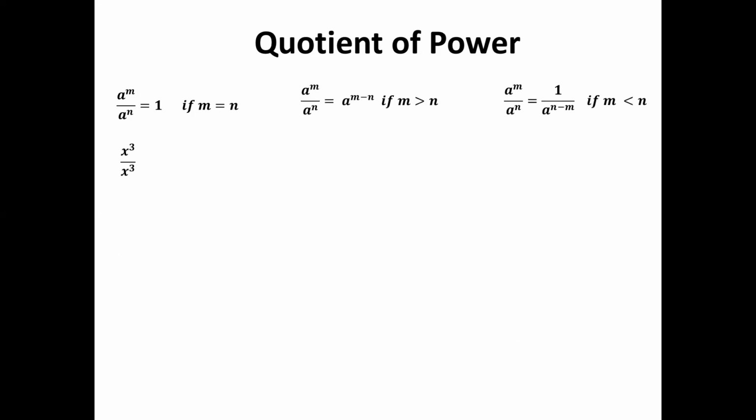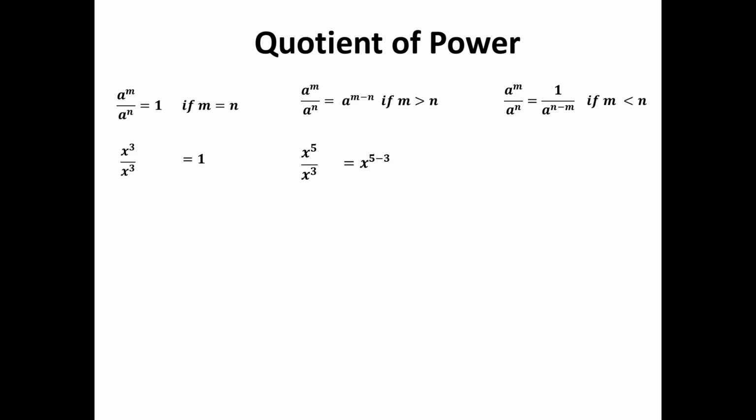Halimbawa, sa unang kondisyon, x cube over x cube. Ano ang ating sagot? Definitely, ang ating answer is only 1 dahil nga ang m at ang n ay parehong 3 lamang. And then we proceed to the second condition. X to the 5 divided by x cube. Ano ang ating sagot dito? We have it as x raised to 5 minus 3.